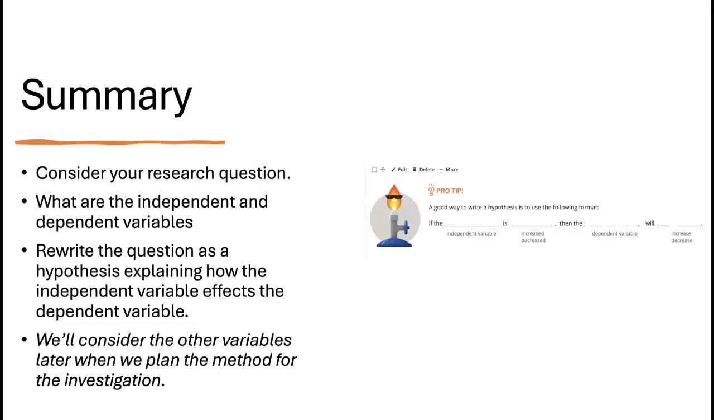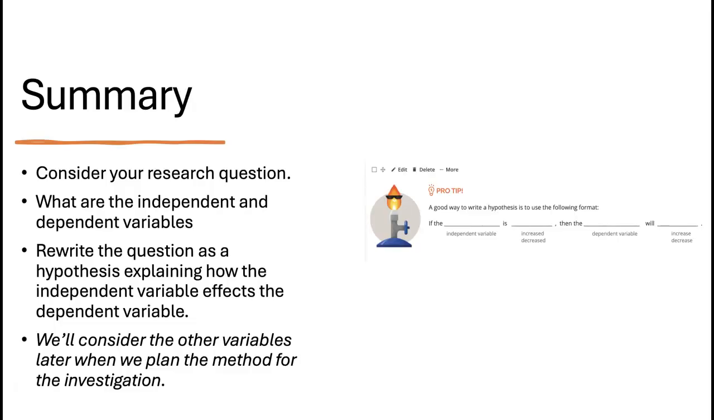Again, Gus has a lovely little image he created for the style sheets. So a good way to write a hypothesis is to use the following format. If the independent variable is increased or decreased, then the dependent variable will increase or decrease. That's a very science-based one. Okay, that's the way we do it in science. It sort of is what happens in other studies as well, without necessarily clearly stating variables.